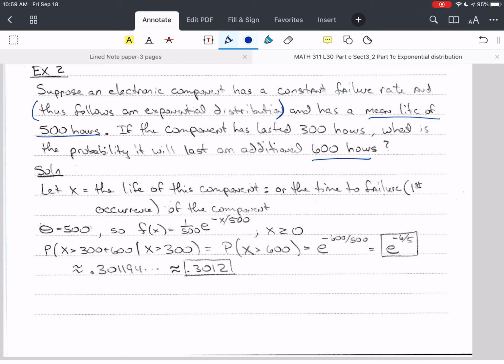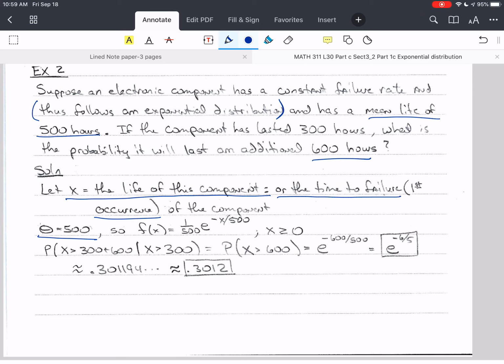So again, we're going to let x be the life of the component, so always define your random variable like this so that it's clear what x is standing for. That will keep it clear in your mind and make you better at solving these problems. You can say it's the life of the component or time to failure, which is the first occurrence in this case of the component. So theta equals 500, because mean life is time. We didn't give you the counts, average counts, we gave you the mean life, the mean time right away. So you have to be looking for that.